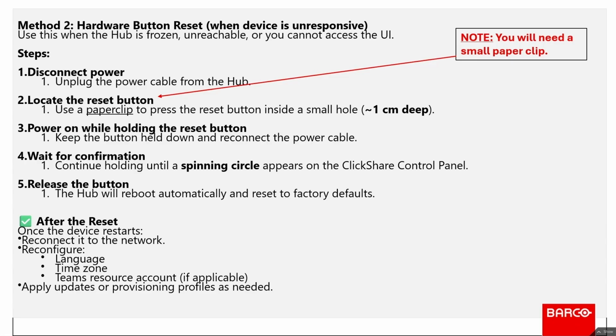You're going to wait for a while for confirmation, and you'll see that on the touch panel, a spinning circle will appear on the ClickShare control panel. At that point, you can release the paper clip from the button, and the hub will then go through its automatic reboot cycle and factory reset. So after you reset the device and it restarts, you're going to want to reconnect it to the network. You're going to reconfigure the language, the time zone, and the Teams resource account if applicable. Then you're going to apply any updates or provisioning profiles as necessary.